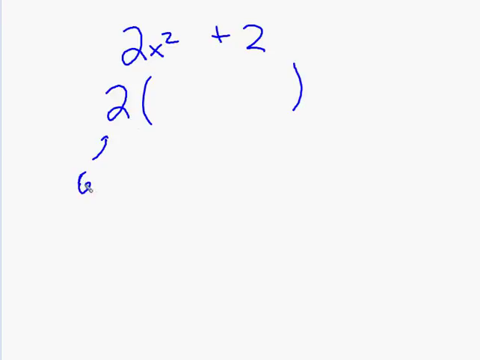Let's say I want to factor 2x squared plus 2. What's common? 2. So I factor out a 2. So that's my greatest common factor. That's my GCF. Then what's left on the inside? X squared. Is that it? Plus, yeah. No, that's not it.